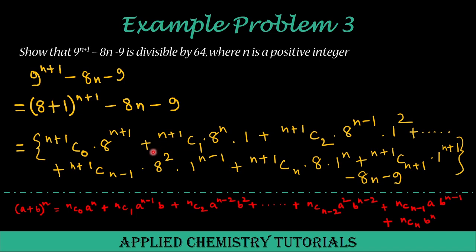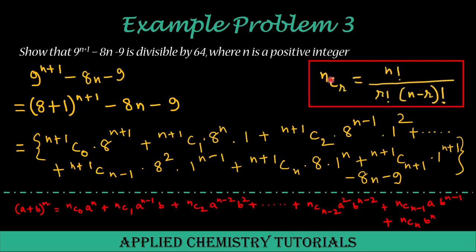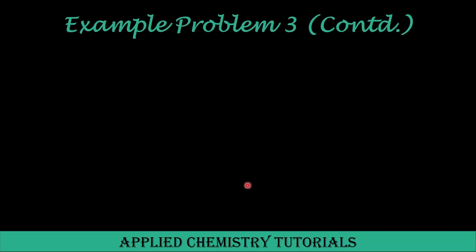So one thing to notice here, we can see the terms 1 square, 1 to the power n minus 1, 1 to the power n, 1 to the power n plus 1. These are all equal to 1. Again, we know that the formula of combination gives us nCr equals factorial n divided by factorial r multiplied by factorial n minus r. So from this we can have n plus 1 c n equals n plus 1 and n plus 1 c n plus 1 equals 1. So we will keep these two terms outside of the second bracket in our next step.